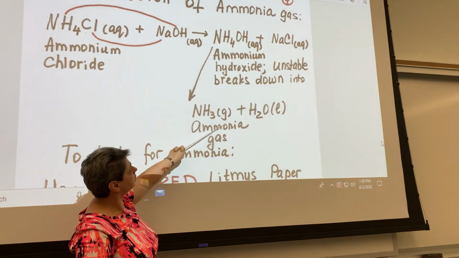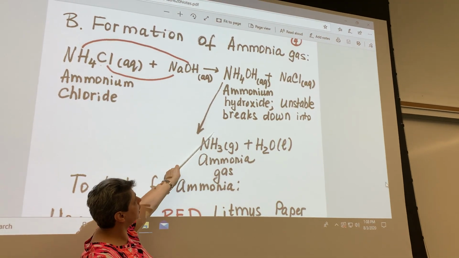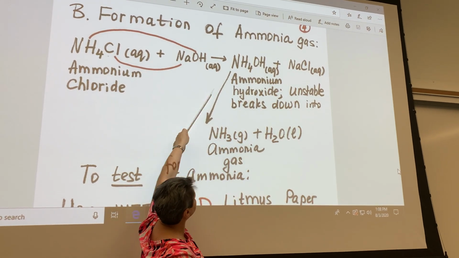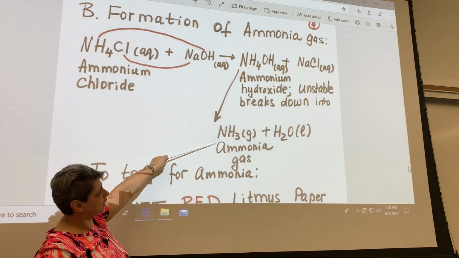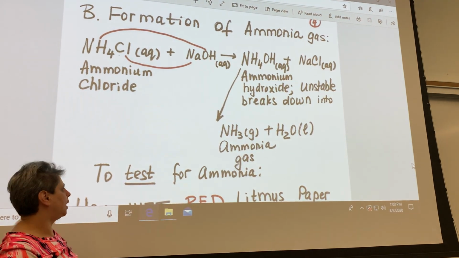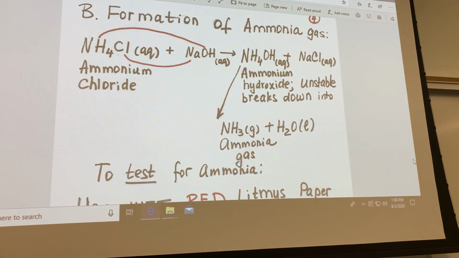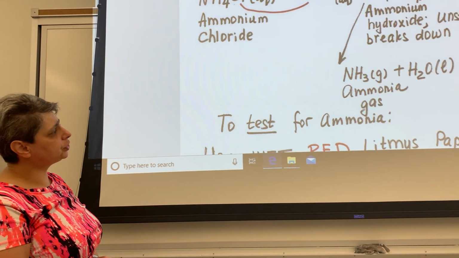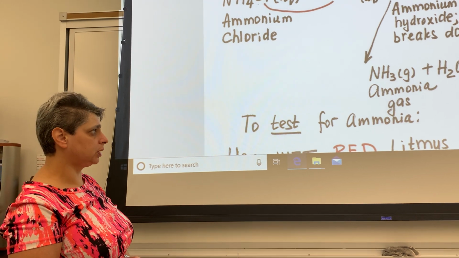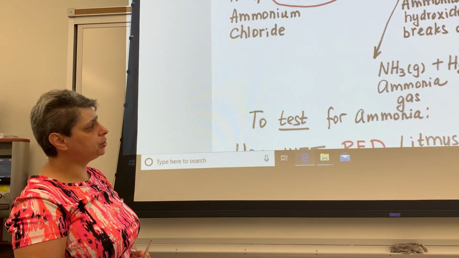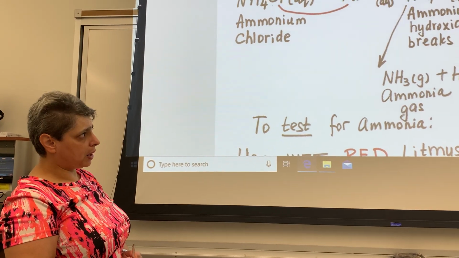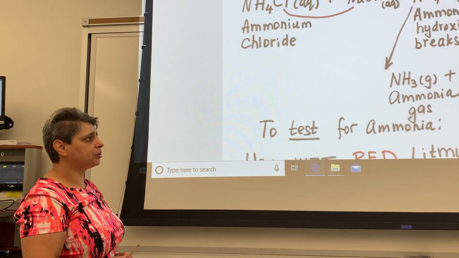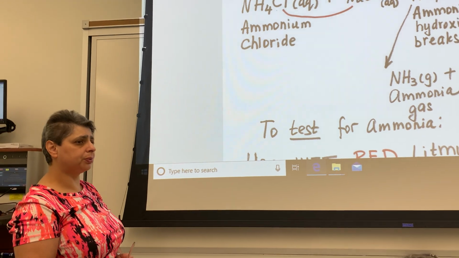So the gas that we're looking for here is not ammonium hydroxide per se, because ammonium hydroxide is aqueous. Instead, it's ammonia gas, NH3. And the tricky part here is to be able to test for ammonia. Unlike CO2, ammonia is extremely well soluble in water, and so it will not produce bubbles. So looking for bubbles here is sort of useless. So the question then becomes, how do we know if ammonia has been produced?